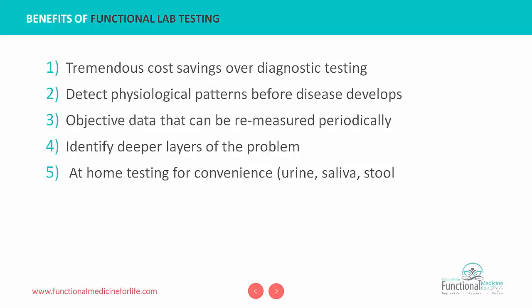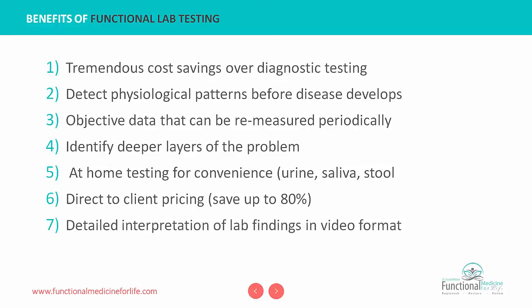Number 5, the testing is done at home, which provides for additional convenience if it's a urine, saliva, or stool test. Some blood testing can be done by a blood spot. Other blood testing might require going to the lab and having your blood drawn. Number 6, our program allows you to have direct-to-client pricing. This can save up to 80% in some cases off the retail cost of testing. Number 7, we provide a detailed interpretation of the lab findings in a video format. This allows you to view the results to gain more insight and understand what the results are telling you.